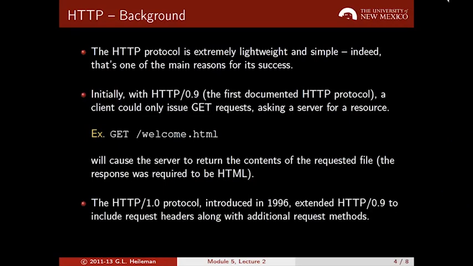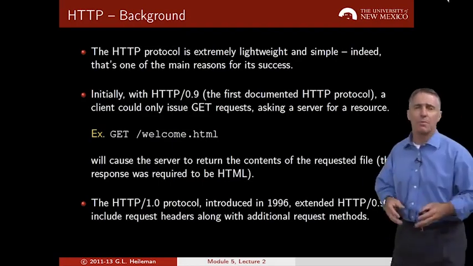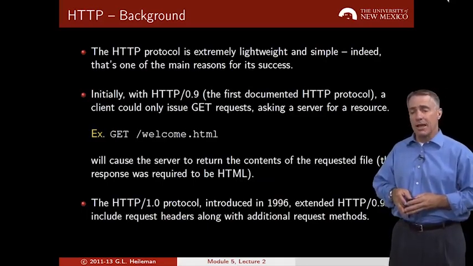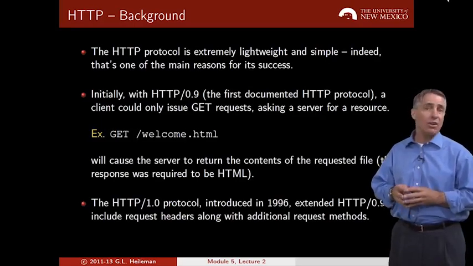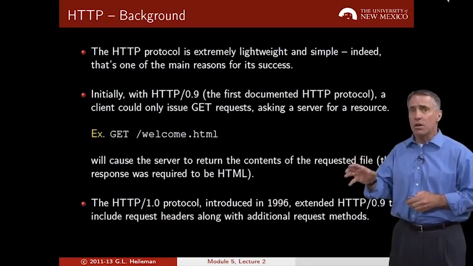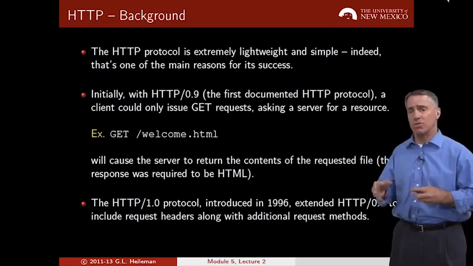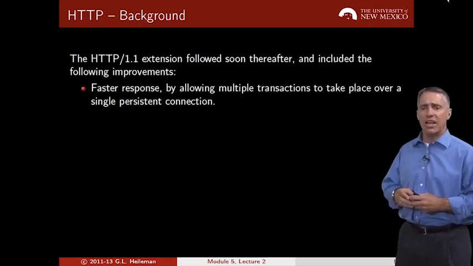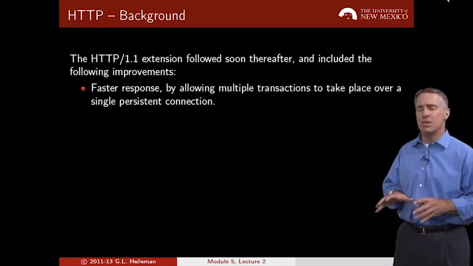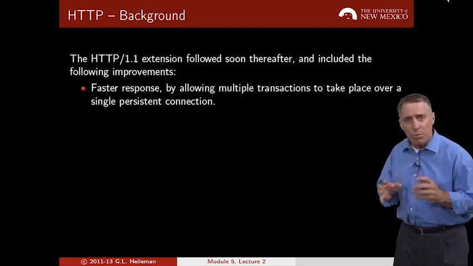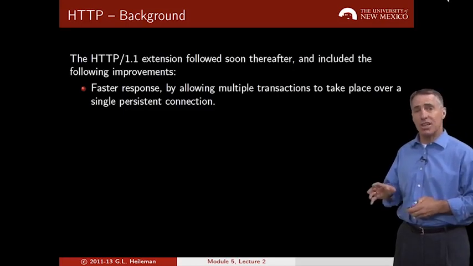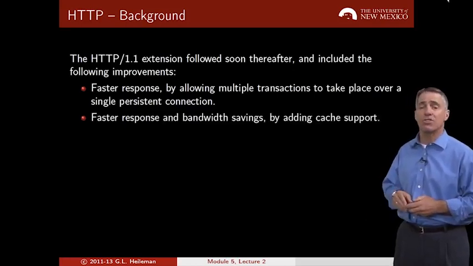Now, HTTP 1.0 followed soon thereafter, and it's just an extension. And in fact, we're going to talk about 1.1 next, also just an extension of the original HTTP protocol. And what 1.0 added were headers, request headers, so you could have additional methods, not just get, but you could also delete or post or do other things with that. And then 1.1 followed, and it was all about trying to make the web application more responsive. And so there was a faster response that was supported by having multiple transactions take place over a single persistent connection.